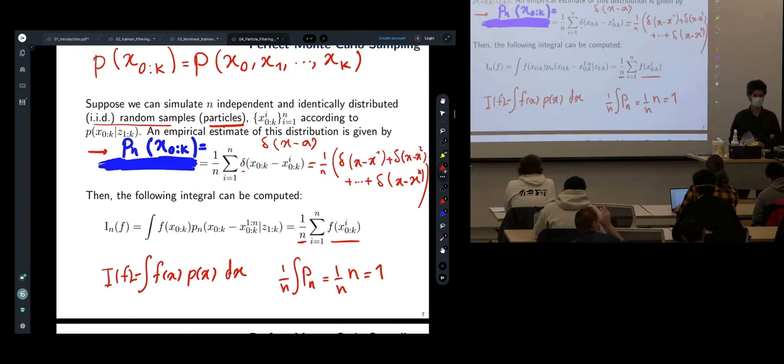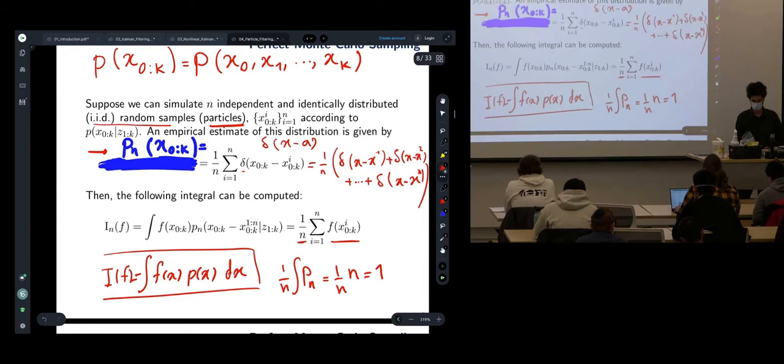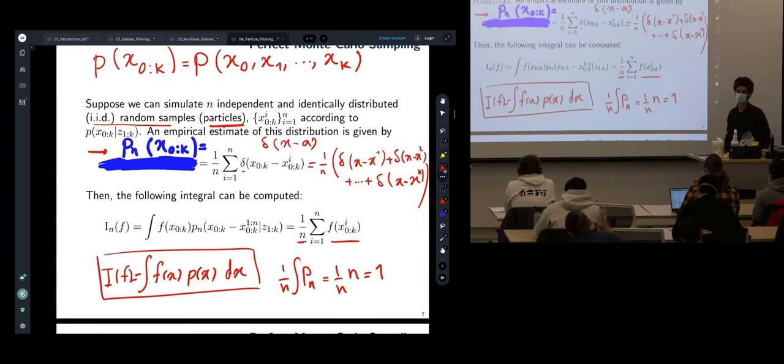Why is that I? Well, because we can't calculate this in general. If we could, you could throw away everything, basically. But if you can't, you need an idea to integrate. So that's why we talk about this approximation. Okay?